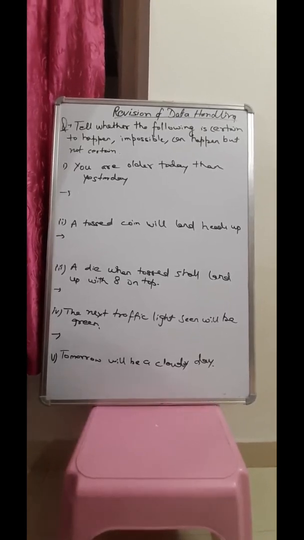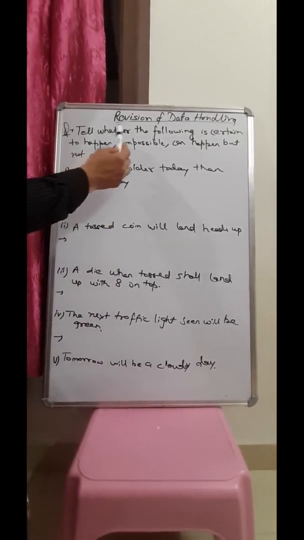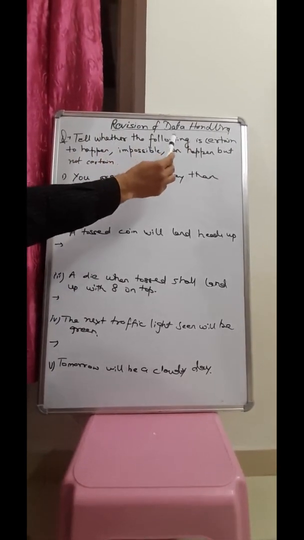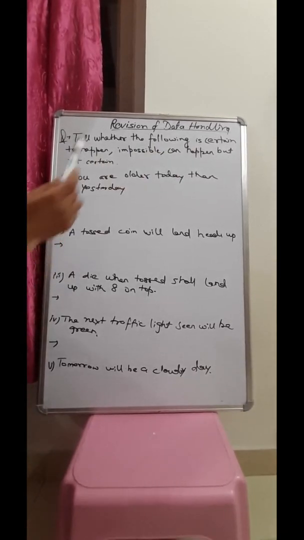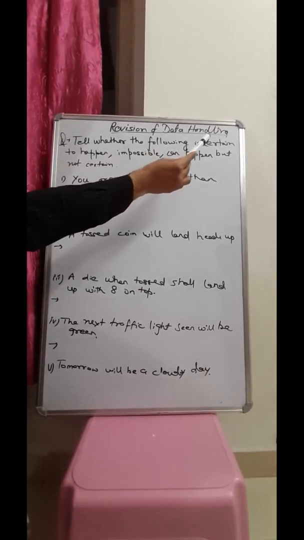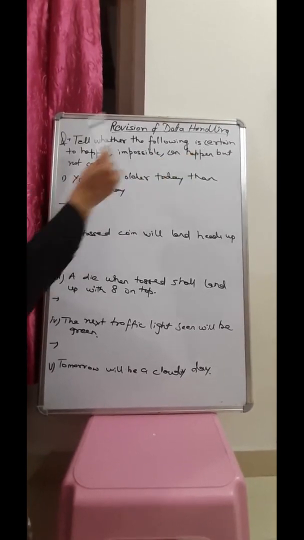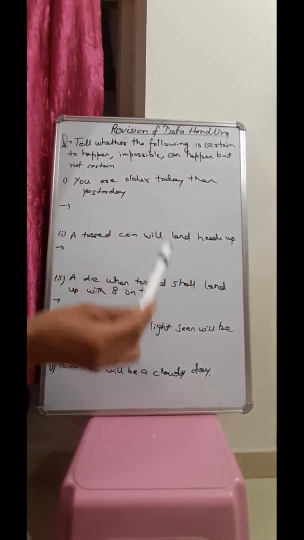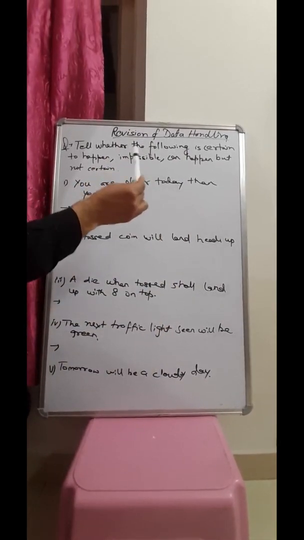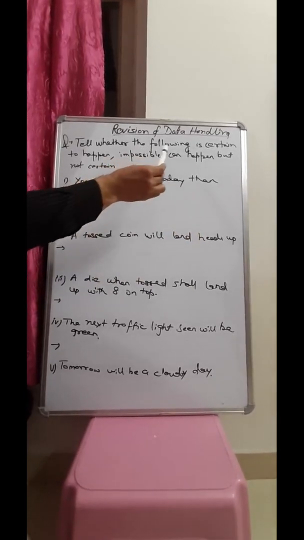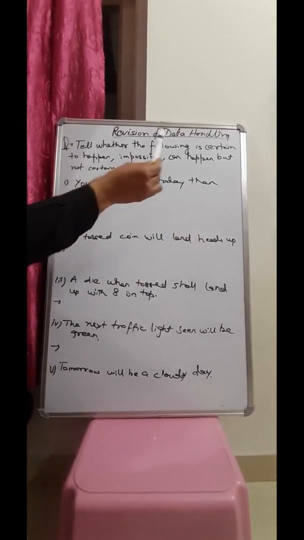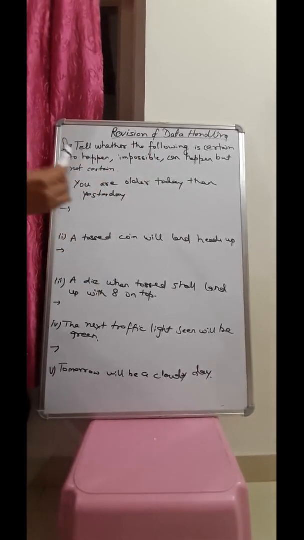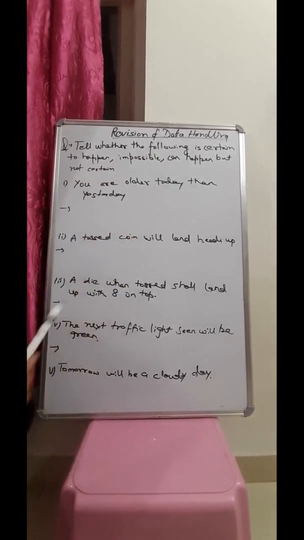So now students, the next question is, tell whether the following is certain to happen, impossible, or can happen but not certain. So here these are your cases. First is certain to happen. Certain to happen means the thing that we are sure will happen. Impossible means the thing that is not going to happen. And next is can happen but not certain, the thing that can happen but we are not sure. So in these cases we have to apply these terms.